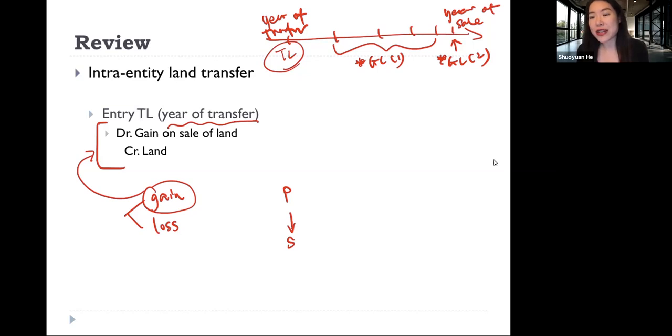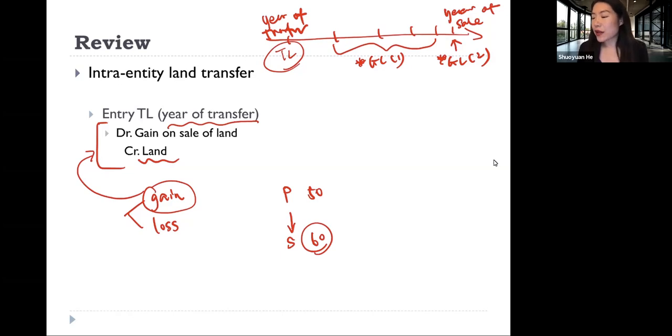And when the land is sold at a gain, the land value is appreciated. Maybe the original value of the land on the parent's book is $50, and the parent sells it at a gain at $60 to the subsidiary. Now the land on the subsidiary's book becomes $60. By doing this transaction, the value of the land is appreciated. So using this consolidation entry, we eliminate the appreciated value in the land. This is the situation if there is a gain on sale of the land.